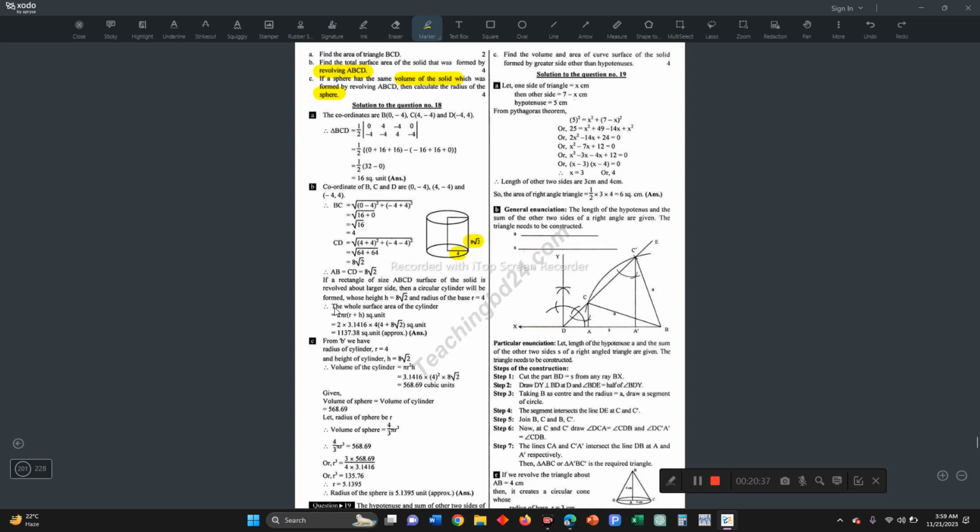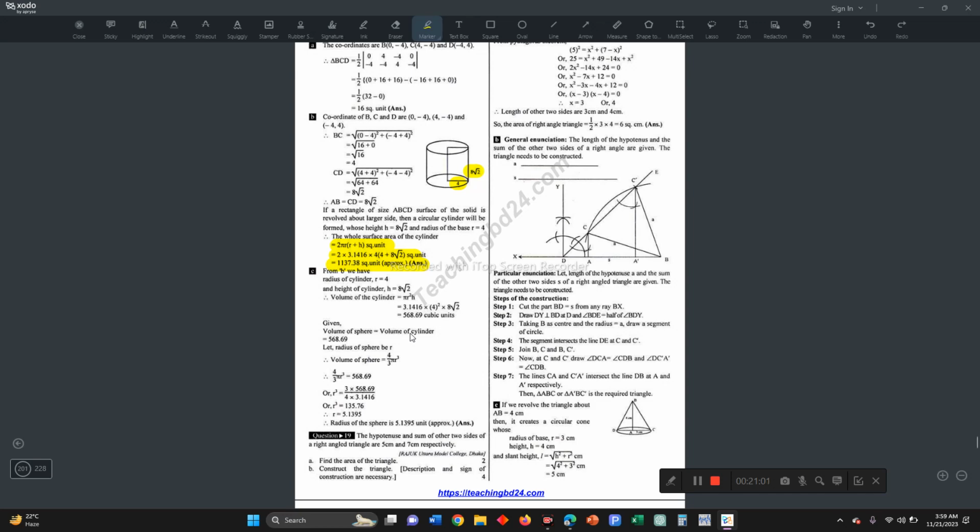Now we can determine the whole surface area of the cylinder. That is 2 pi r into r plus h, and it is equal to 2 into 3.1416 into 4 into 4 plus 8 into root 2. The value comes as 1137.38 square units. Okay. Now we have to determine the volume of the cylinder, that is pi r square h. As these values are the same as for the cylinder, we just have to calculate this.